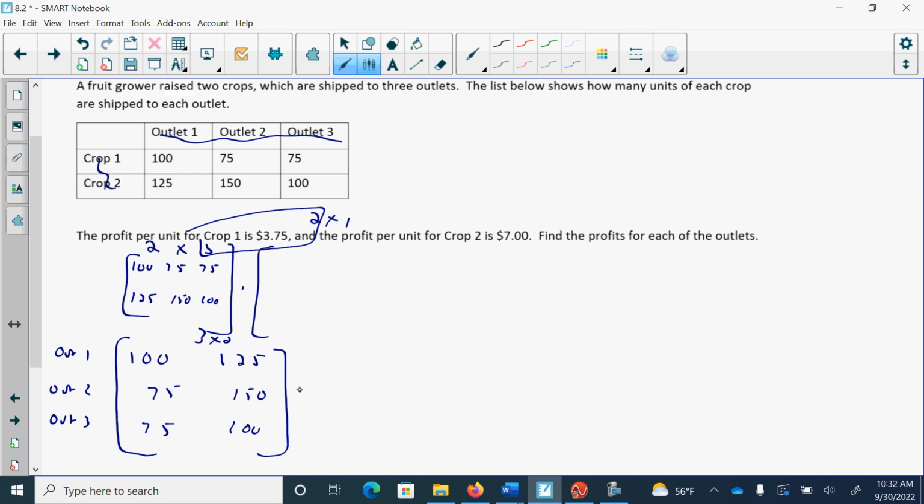I'm going to multiply it by my prices, which I'm going to write as a 2 by 1. We need 375 and $7. Just to make sure, my answer is going to be what? A 3 by 1, which should be the outlets and the profit for each outlet, yes?